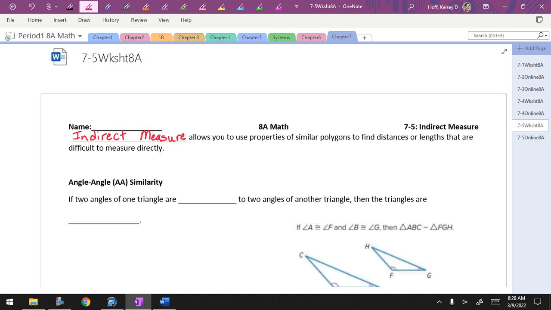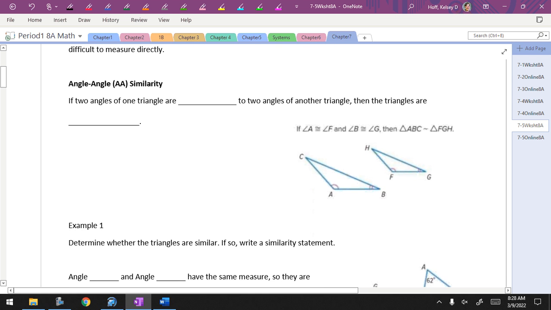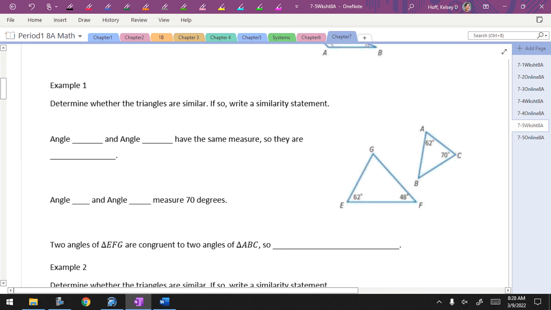The first thing we have to talk about is angle-angle similarity. If two angles of one triangle are congruent to two angles of another triangle, then the triangles are similar. Okay? You got to find me two angles in one that are the same degrees as two angles in the other. Okay? So let's look at our example one.